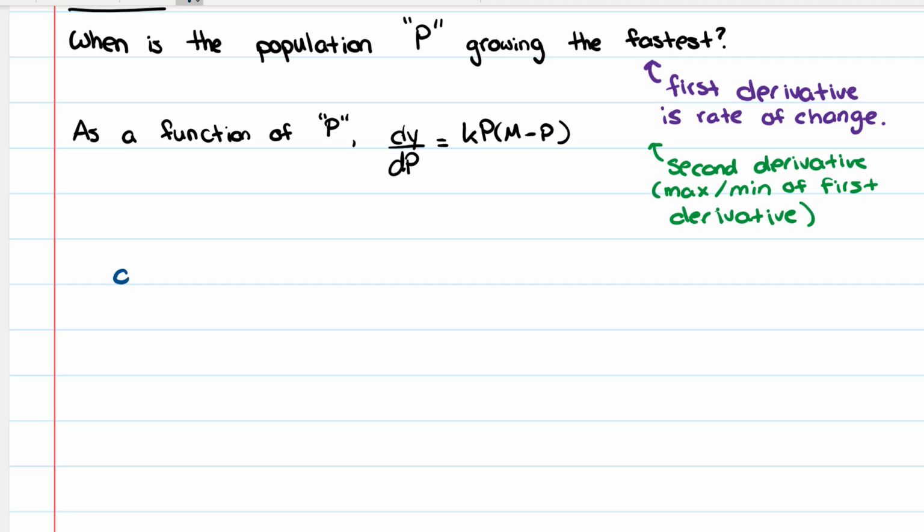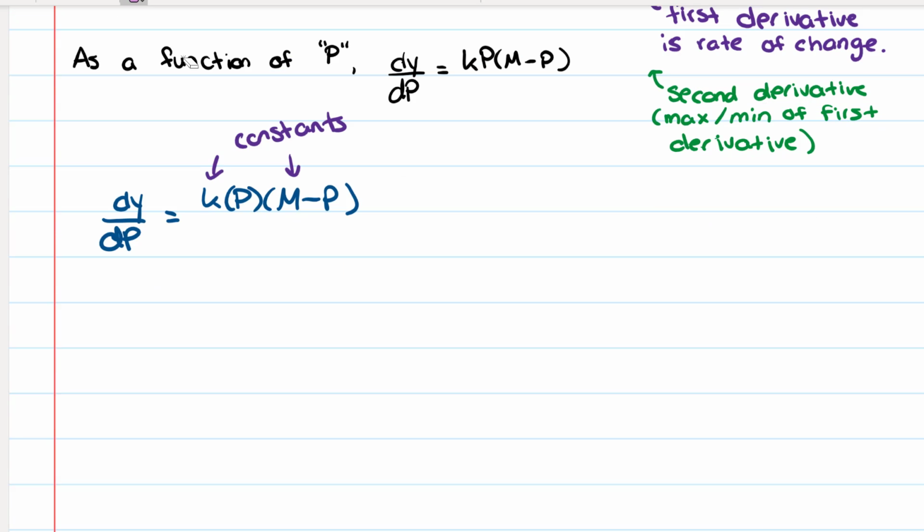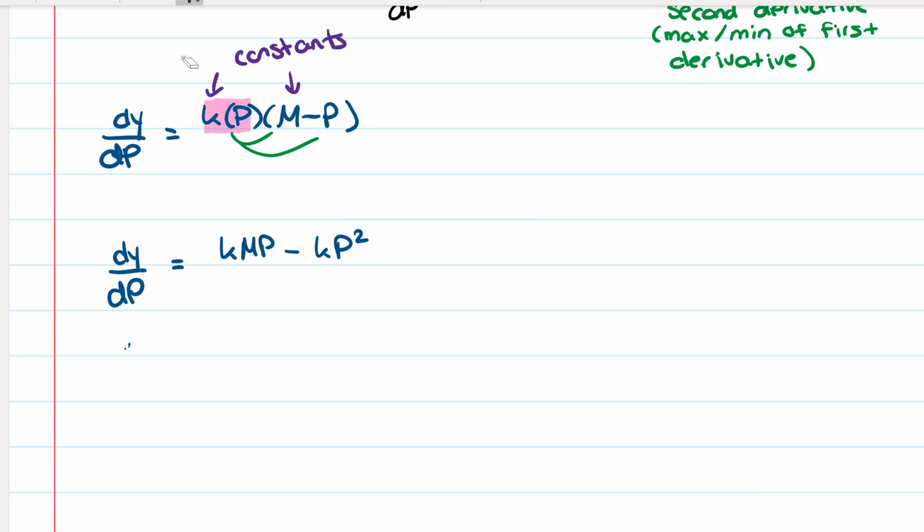So we start with our first derivative, which is dy/dp equal to kP times (M minus P). Now remember that k and M are constants. So before I go ahead and do this, I'm going to distribute this kP into the function. So I get dy/dp equal to kMP minus kP squared. Okay, so now I go ahead and take the second derivative, and this just becomes kM minus 2kP.